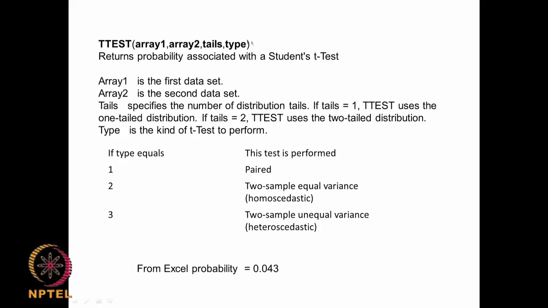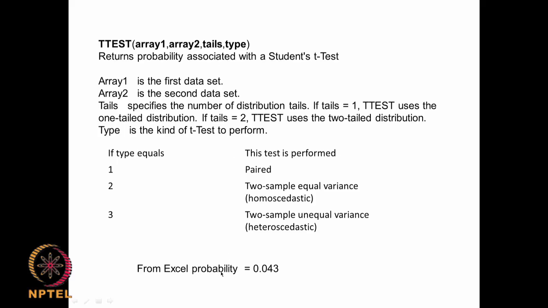Excel also can do this, and I showed you last time just a few minutes back. Excel cannot do a one sample t test, but it can do a 2 sample t test: a paired 2 sample t test, a 2 sample t test with equal variance, and a 2 sample t test with unequal variance. So the arguments are array 1, array 2, tails and type. Array 1 is the first data set, array 2 is the second data set, tails 1 means one tail, 2 means two tail.